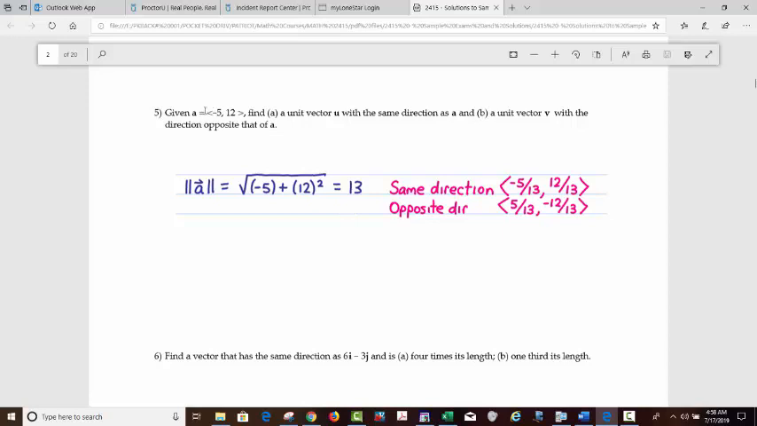So the same direction, to be a unit vector, would be just both those numbers divided by 13. And then for the opposite direction, all you have to do is take the opposite signs, because multiplying a vector by negative 1 essentially just turns it the other direction. So all I did was take the answer and multiply it by negative 1.